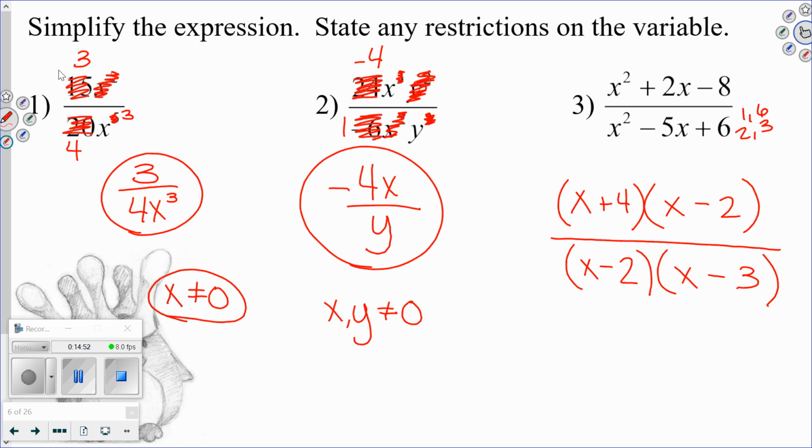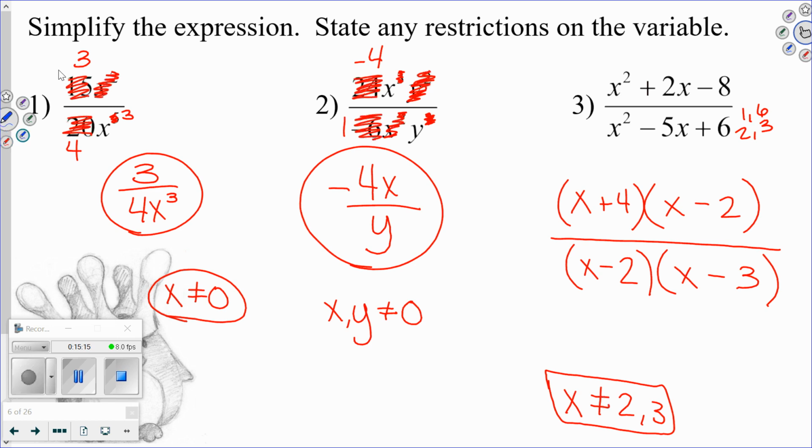All right, so that was step 1, which is factor. Step 2, restrictions. Set your denominators equal to 0. So what can x not equal? 2 and 3. Right? 2 and 3. If I would solve those, that's where I would get 2 and 3. Those are my restrictions.